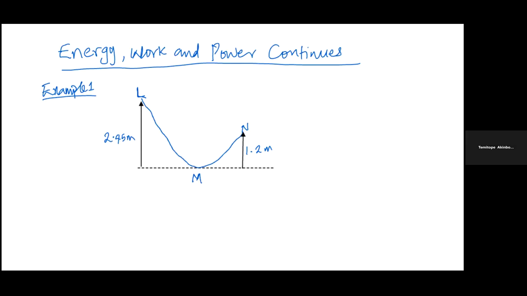L is 2.45 meters above the level of M, and N is 1.2 meters above the level of M.